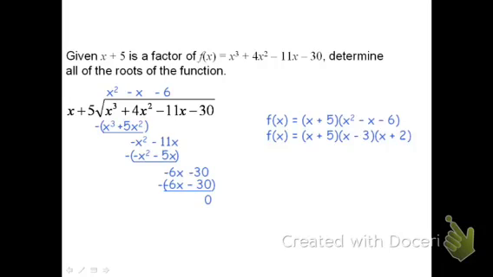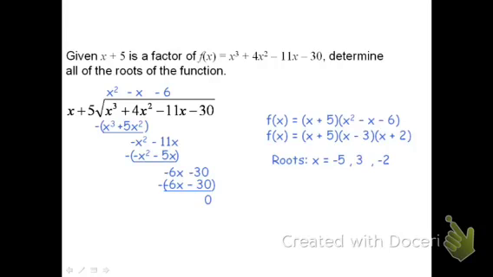I can use the factored form to now find the roots. If x plus 5 equals 0, then one of the roots is negative 5. If x minus 3 equals 0, then one of the roots is 3. And if x plus 2 equals 0, the last root is negative 2. And those are the three roots because this, again, is a cubic function. The fundamental theorem of algebra says the number of roots has to equal the degree of the polynomial.